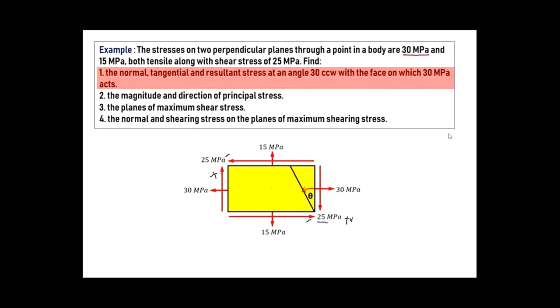Whatever particulars are required: first, the normal, tangential and resultant stress at an angle of 30 degrees counterclockwise with the plane on which 30 megapascal acts. Second, the magnitude and direction of the principal stress. Third, the plane of maximum shear stress. And the fourth one is the normal and shearing stress on the plane of maximum shearing stress.